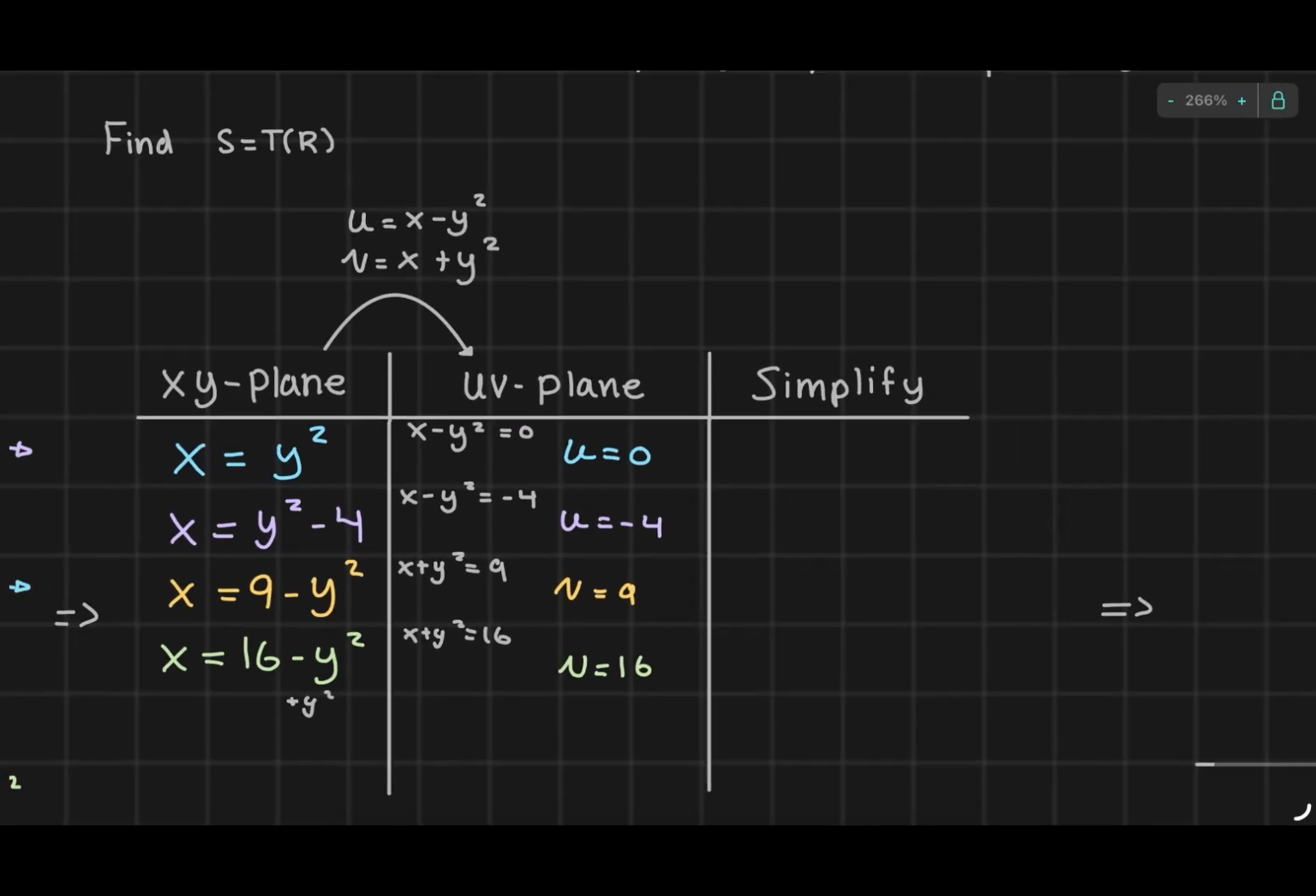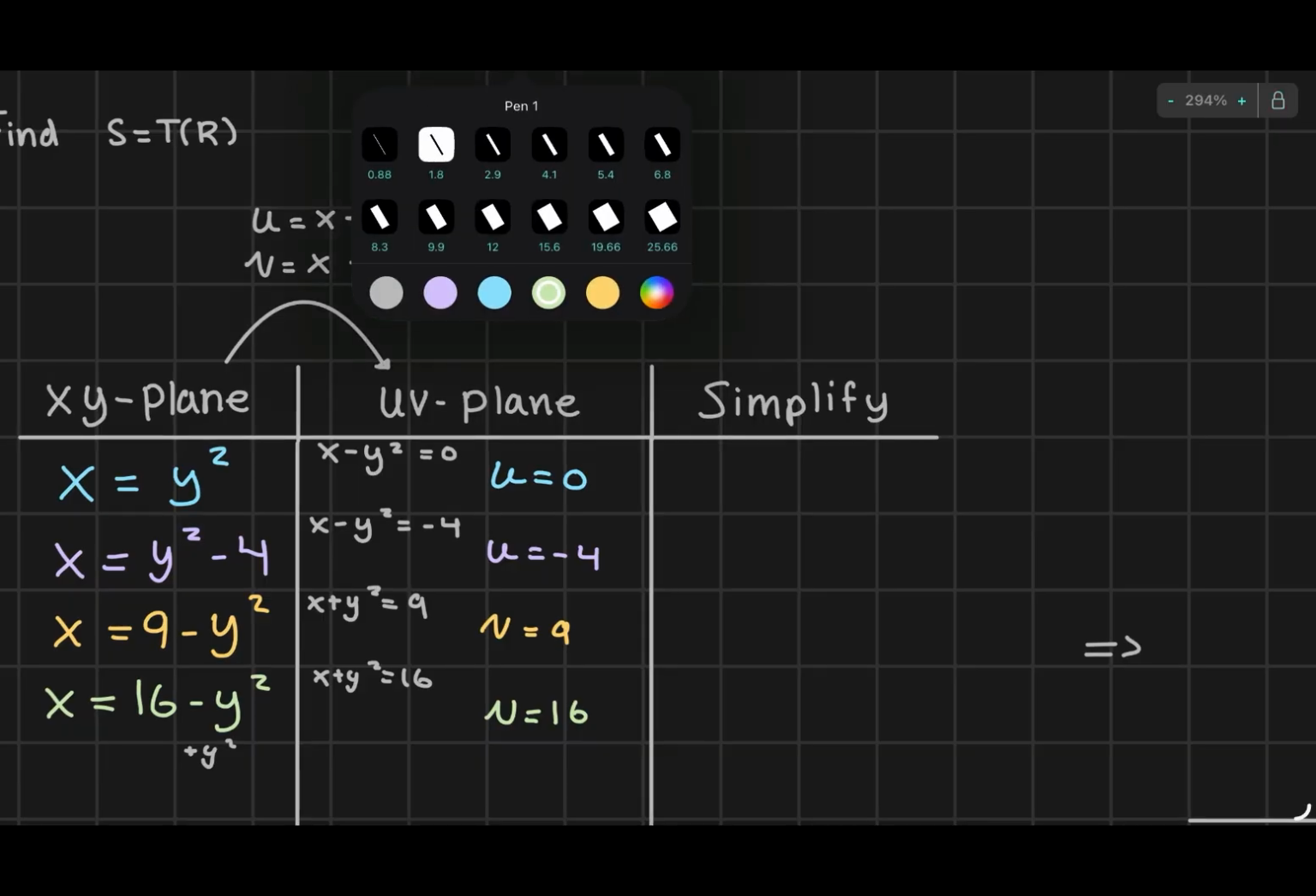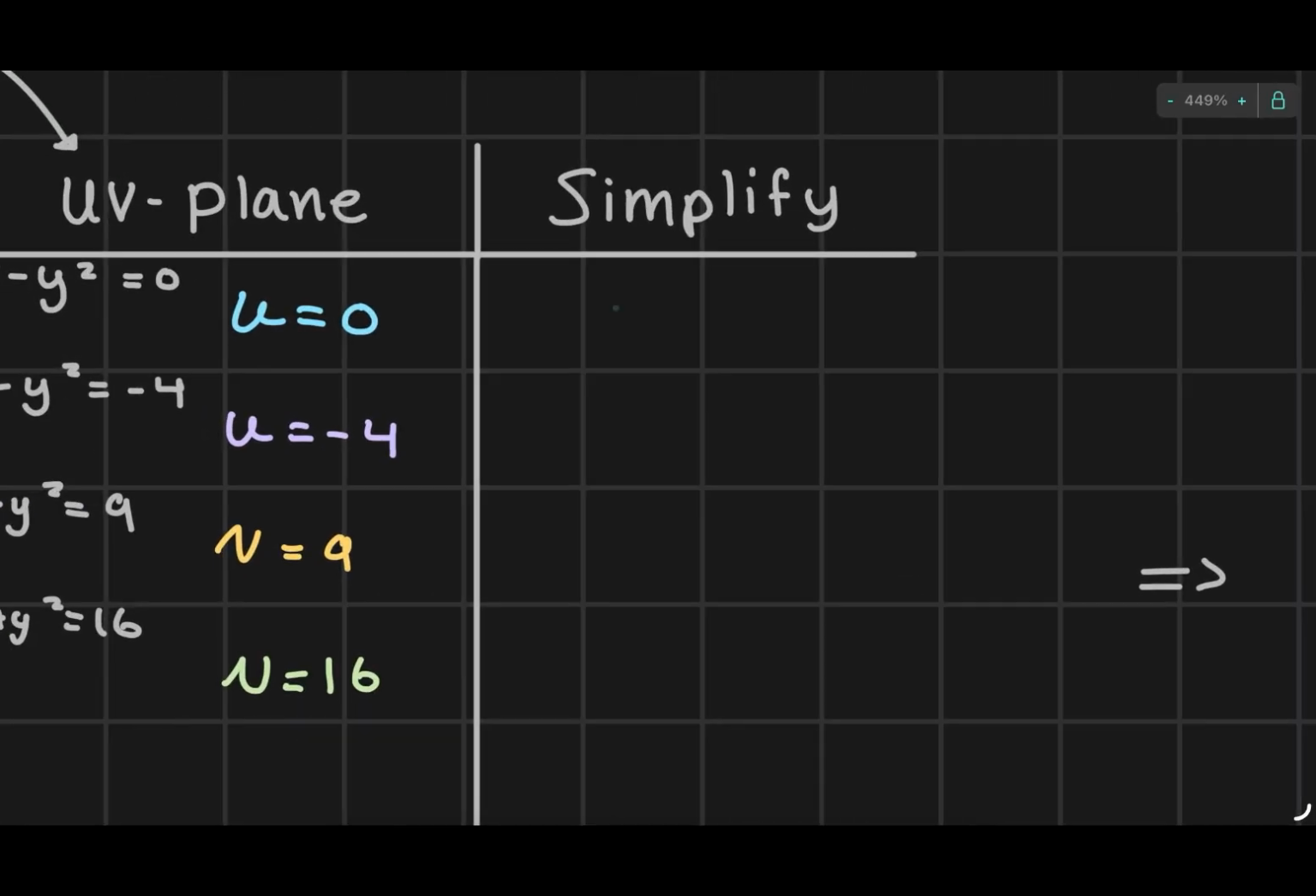So essentially rearranging our functions in the xy plane to conform to that transformation may make things easier. Simplifying, there's not really much to be done here, but I'm just going to write it down anyway. u is equal to 0. u is equal to negative 4. v is equal to 9. And v is equal to 16.